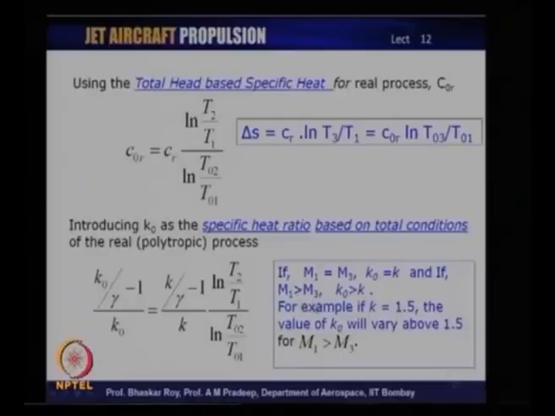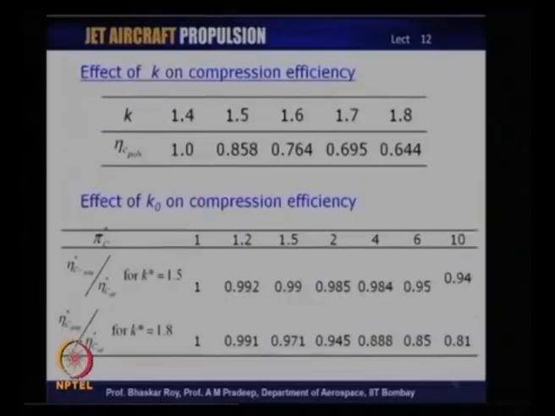If, for example, k is equal to 1.5, the value of k 0 will vary quite a lot above 1.5 if M 1 is greater than M 3, and this variation along with the Mach number or velocity variation across the compressor then would have to be factored into the rigorous cycle analysis that needs to be done to get a more realistic appraisal of the work done and the efficiency of the compression process. Let us quantify the effect of these changes.